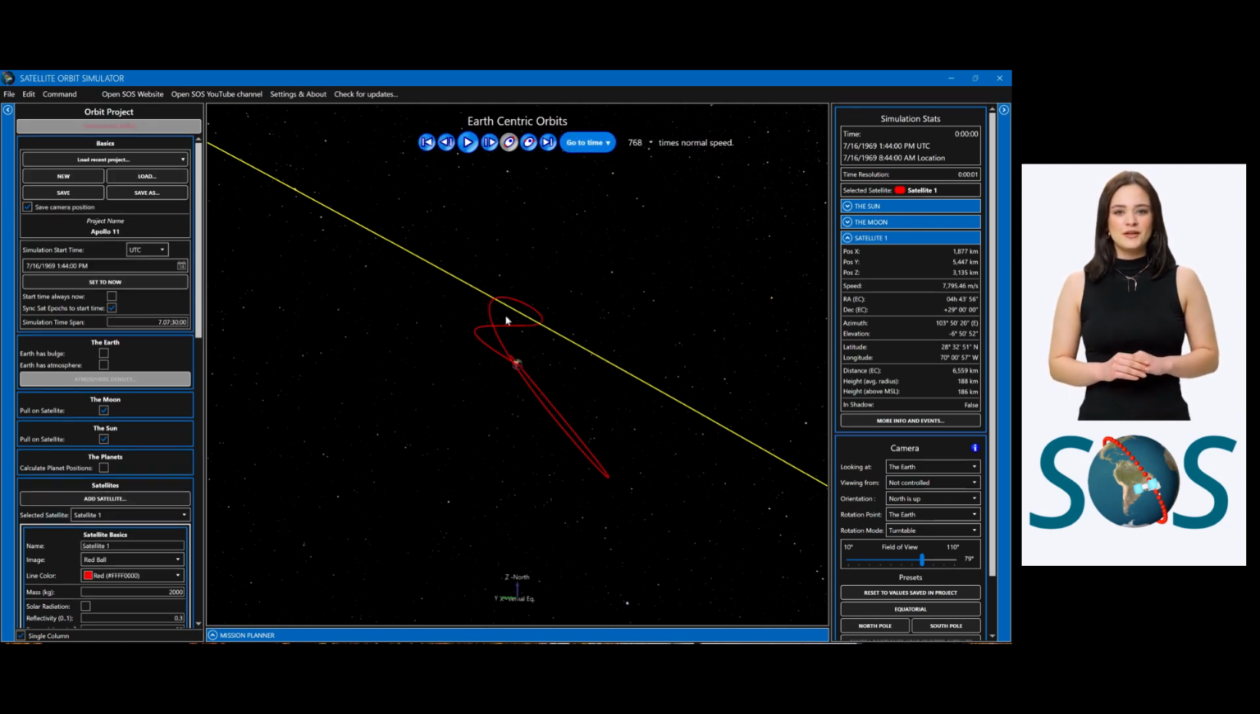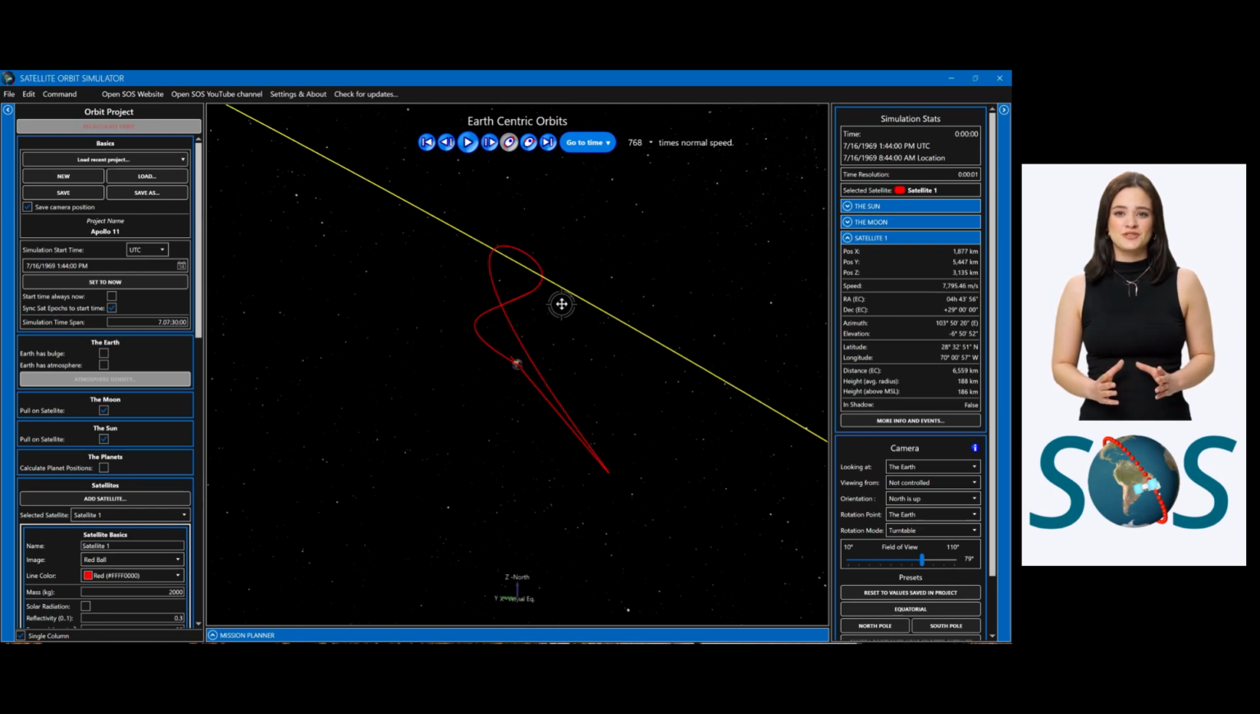Note that the spacecraft loops around the moon and returns to Earth. This was a requirement for safety in case the lunar orbit was aborted.